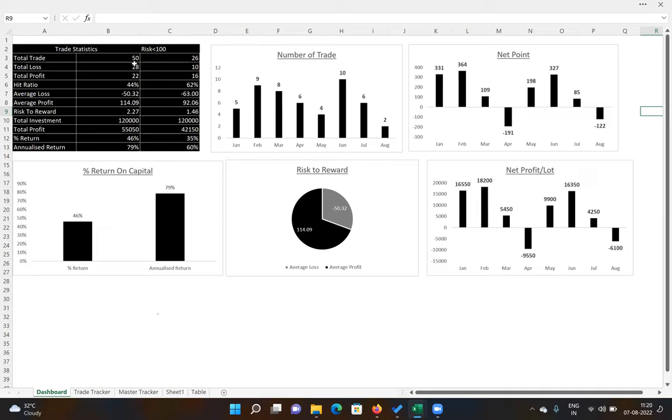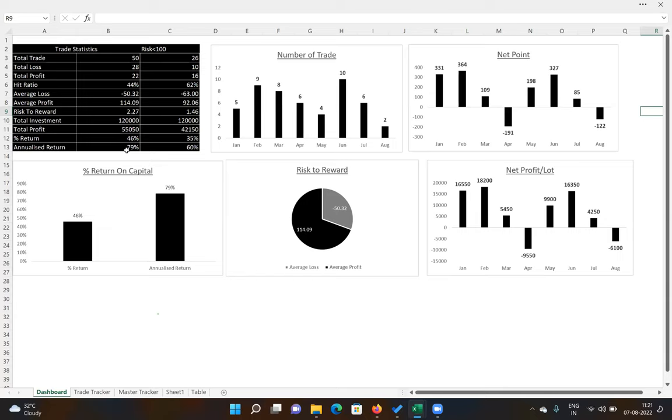So among 50 trades with a hit ratio of 44%, because the risk-reward ratio is very high, it still makes money. Till date, it has made 55,050 based on one lot trading, which is a return of 46%. And if we annualize it, then it is around 79%. So an 80% return is still good enough for any trading strategy. I believe that is based on the extreme advantage of knowing whether you have to trade or not one day before, and exactly entering the trade the next day at a predefined time. I will explain exactly what rule you will follow for entry.